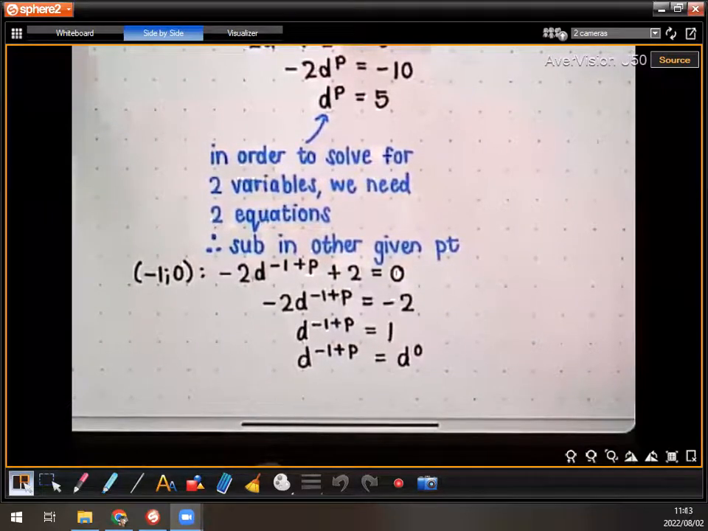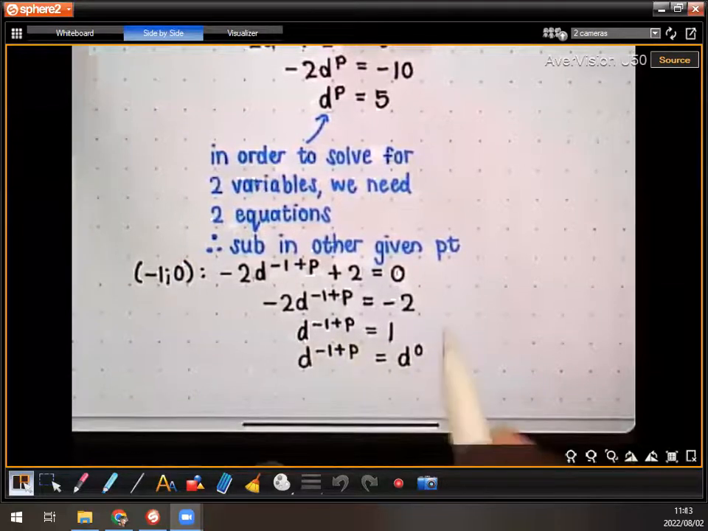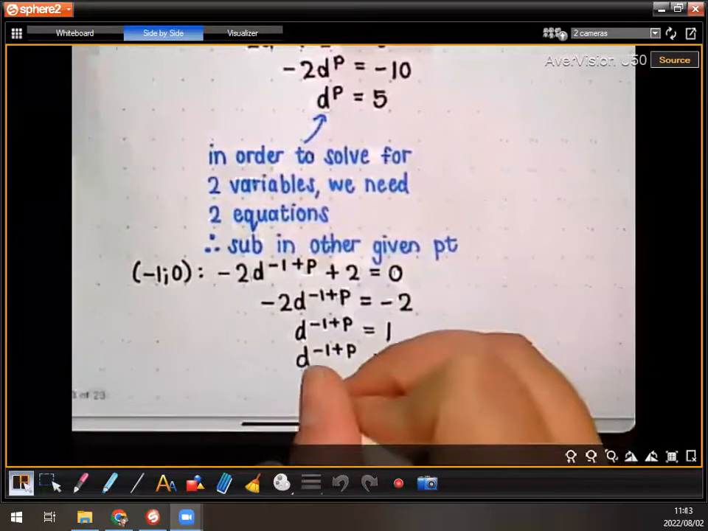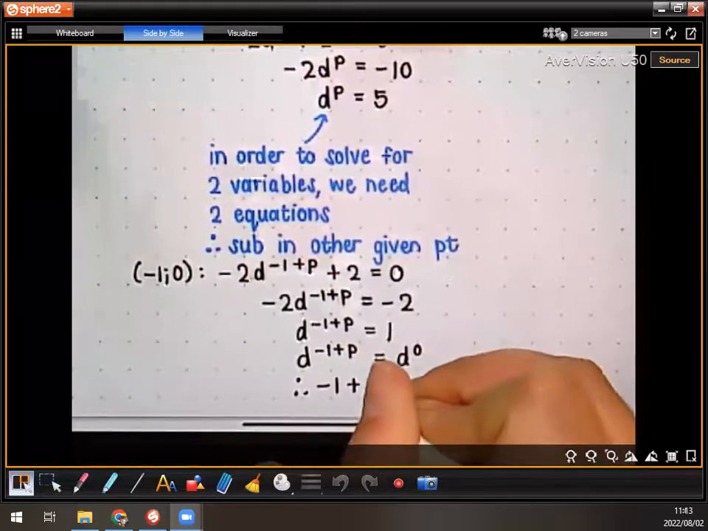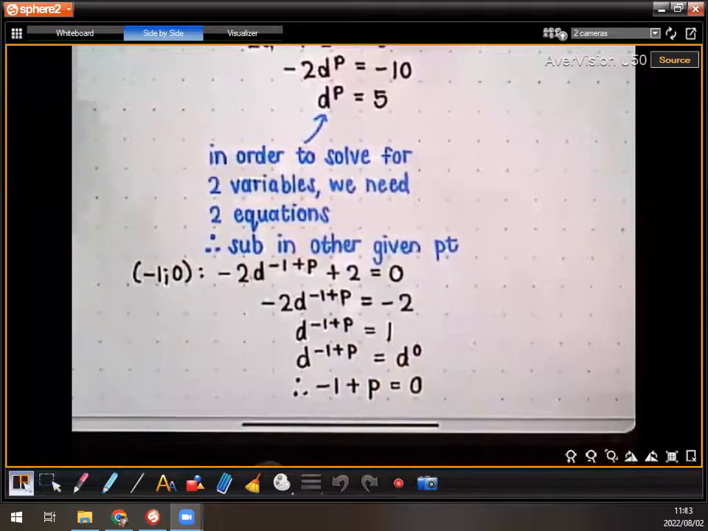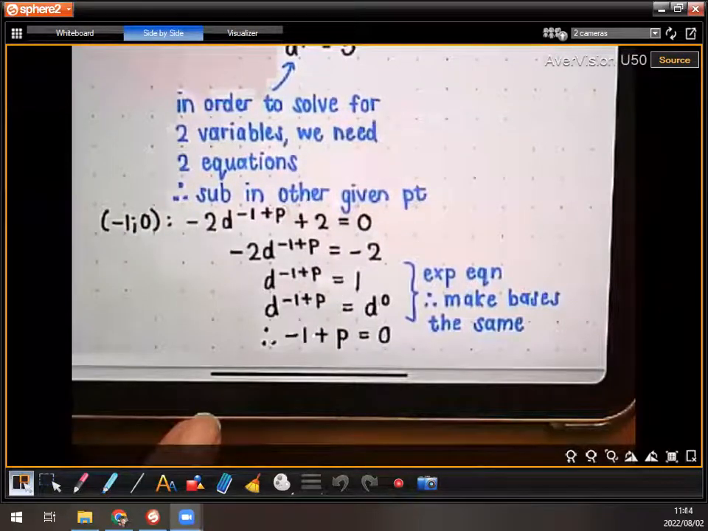Yes, good. So what do we see here? We have our base is the same. So that means that our exponents will have to be the same. So therefore, -1 plus p is going to be equal to 0. That's lucky that that works out like that. We don't actually need to do simultaneous equations now, because when we subbed in the x into this, it actually gave us an equation that we can solve. Are you guys okay with what's happening here?